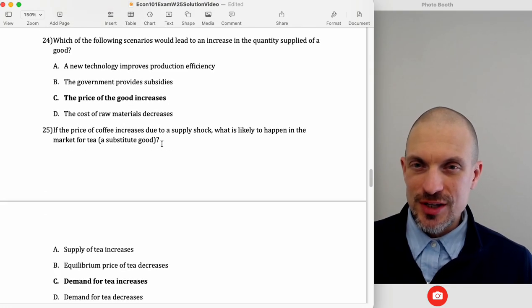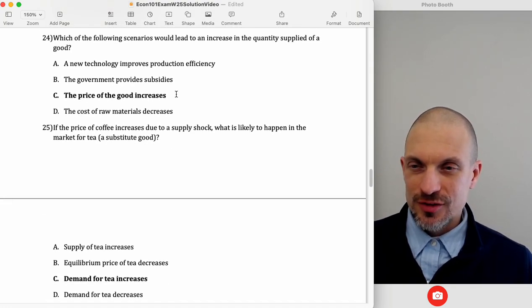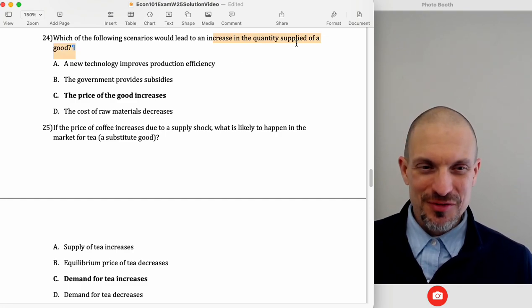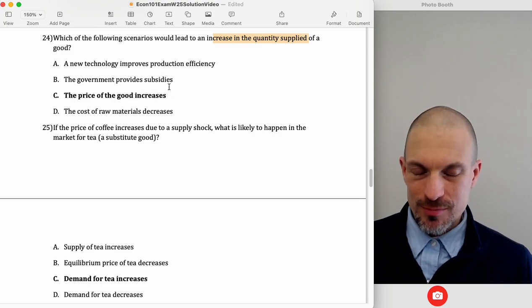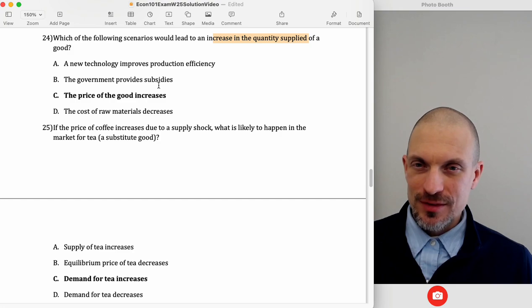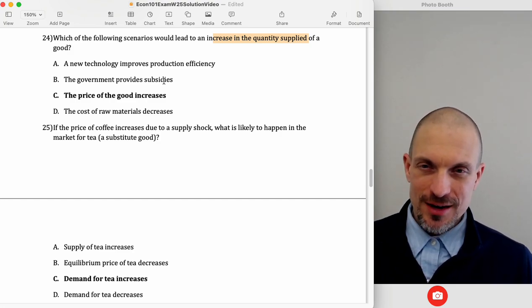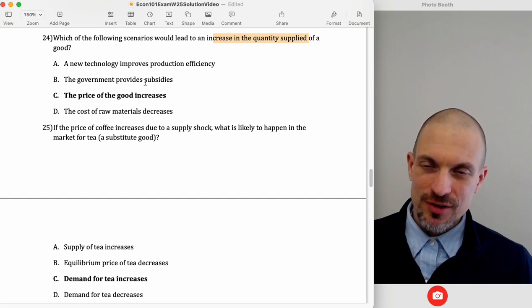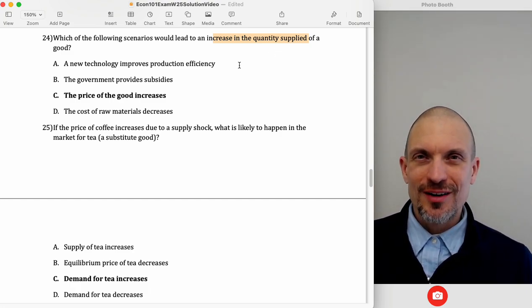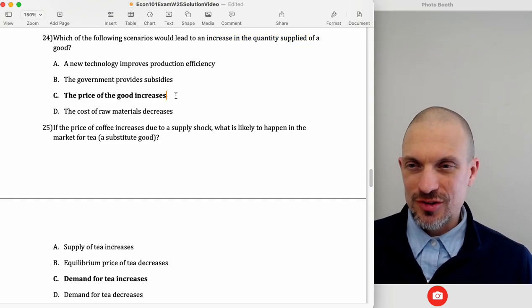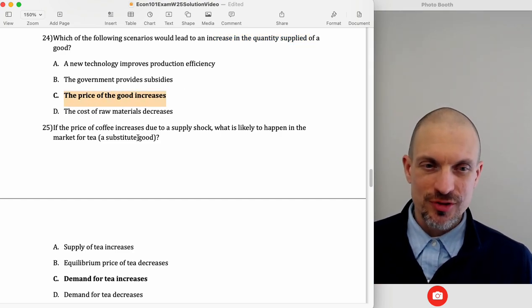Which of the following scenarios would lead to an increase in the quantity supplied of a good? So here we're looking for a change in price, right? If I'm looking for an increase in quantity, you're just scanning for a change in price. So government provides subsidies. This is going to probably affect demand, maybe an increase in demand, or could increase supply if this is subsidizing the cost. New technology improves production efficiency. That's going to increase supply. Costs of raw materials decrease. That's also going to increase supply. Arguably, A, B, and D all increase supply, but we don't want an increase in supply. We want an increase in quantity supplied. That happens if the price of the good rises. We move up the supply curve.